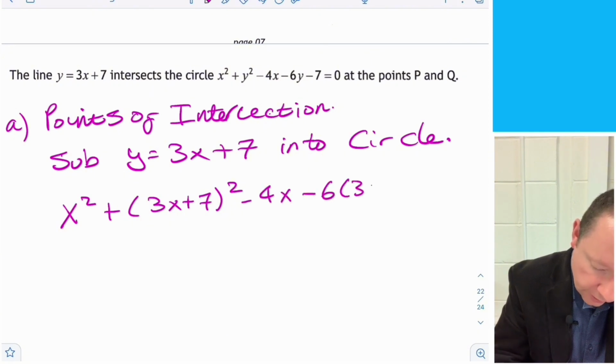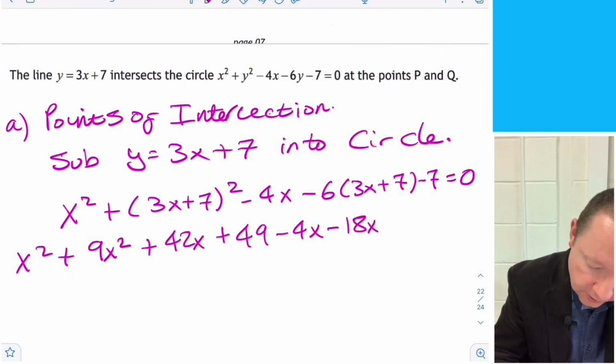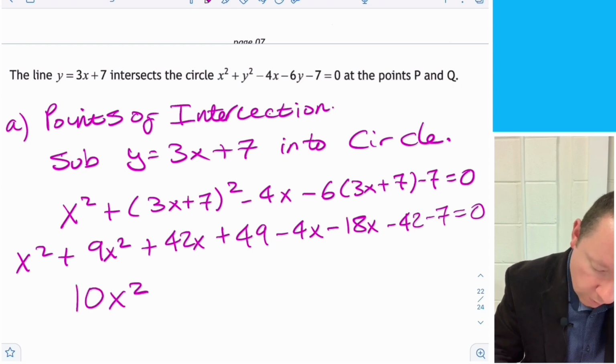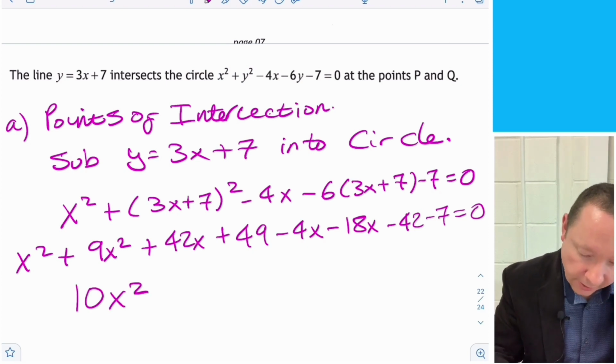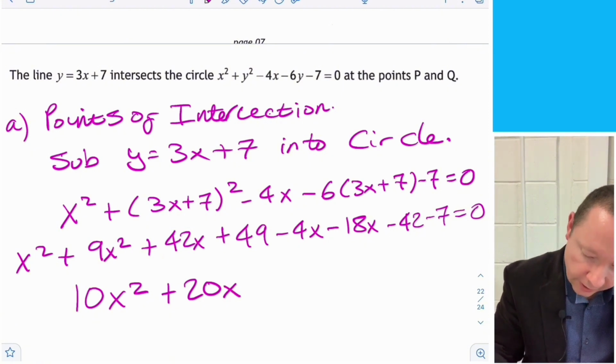3x plus 7 minus 7 must equal 0. So that gives me x squared plus 9x squared. 3 7s is 21, double that is 42x, 7 7s is 49, minus 4x, minus 18x, minus 42, minus 7 equals 0. So we've got in total 10x squareds. We've got 42 minus 18 minus 4, which is plus 20x. And then we've got 49 minus 42 minus 7, that's 0.